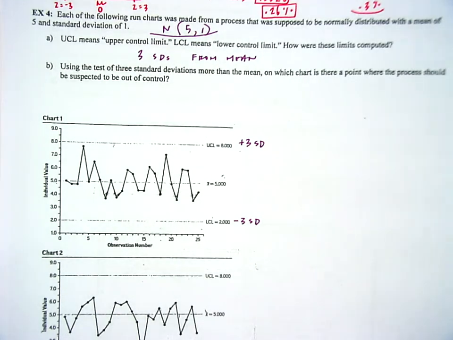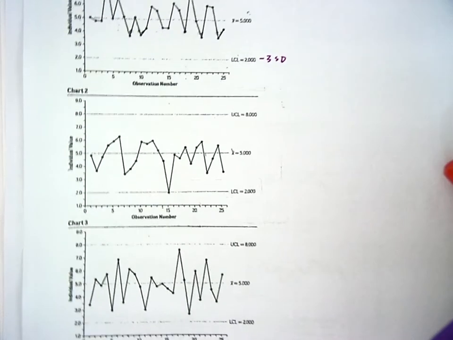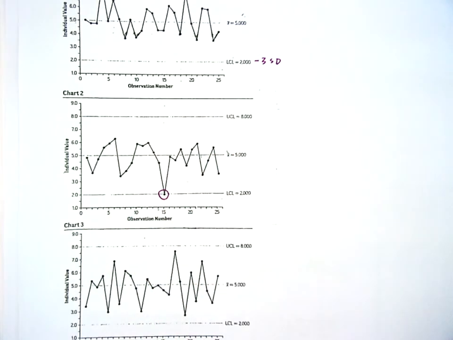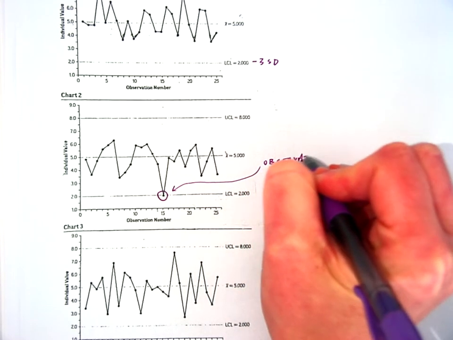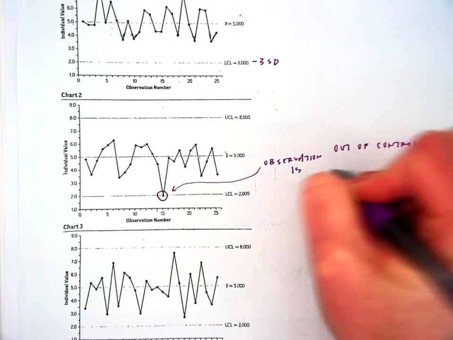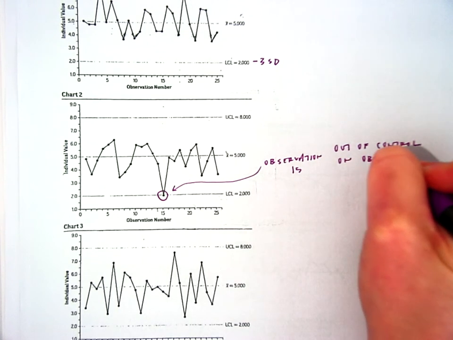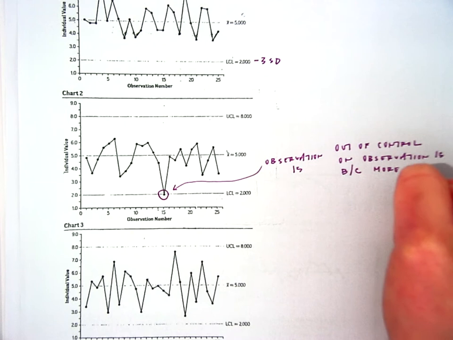So using the test of 3 standard deviations away from the mean, on which chart is there a point where the process should be suspected to be out of control? If we look at all of our options, situations 1, 2, and 3, we're looking for which one it is. It's got to be chart 2. Chart 2 is a big winner right here, that point right there. So it looks like it's observation 15. Here it's out of control on observation 15, because in this case, we're more than 3 standard deviations below the mean.